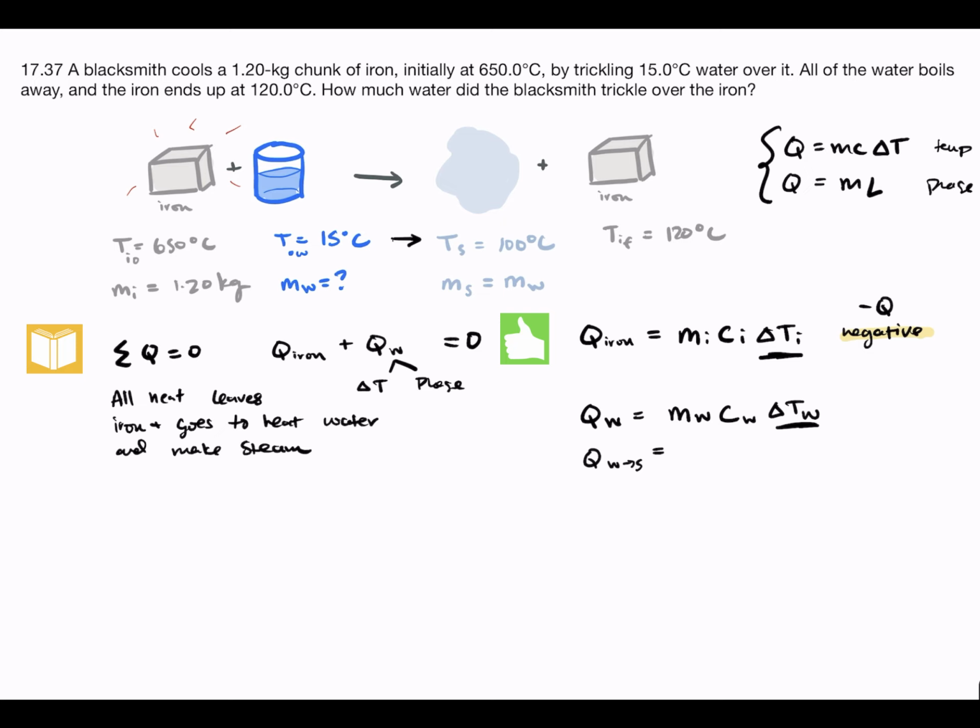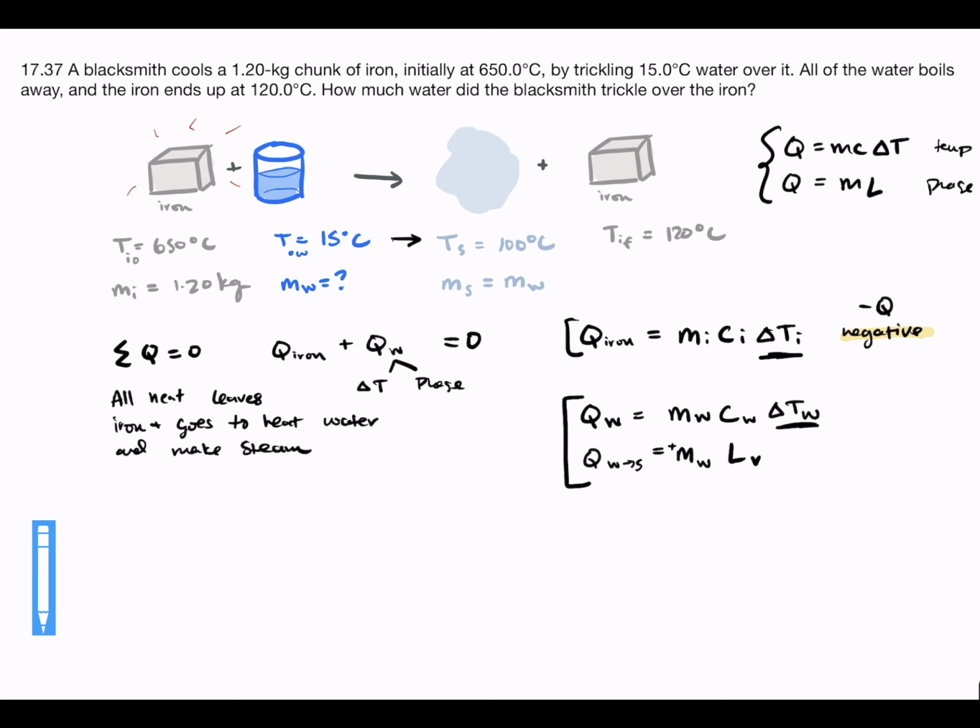It says all of the water boils away, so we know the mass is the same. The mass of steam is the same as the mass of water, and then we need to use the latent heat of vaporization. The only tricky thing here is the sign, but remember, we're putting heat in to make water go from liquid to a gas, so that takes heat. So this is also going to be plus, okay? So basically this is negative and these are positive, and they should add up to 0, because all of the heat that comes out of the iron is going to end up in the water and steam situation, okay?